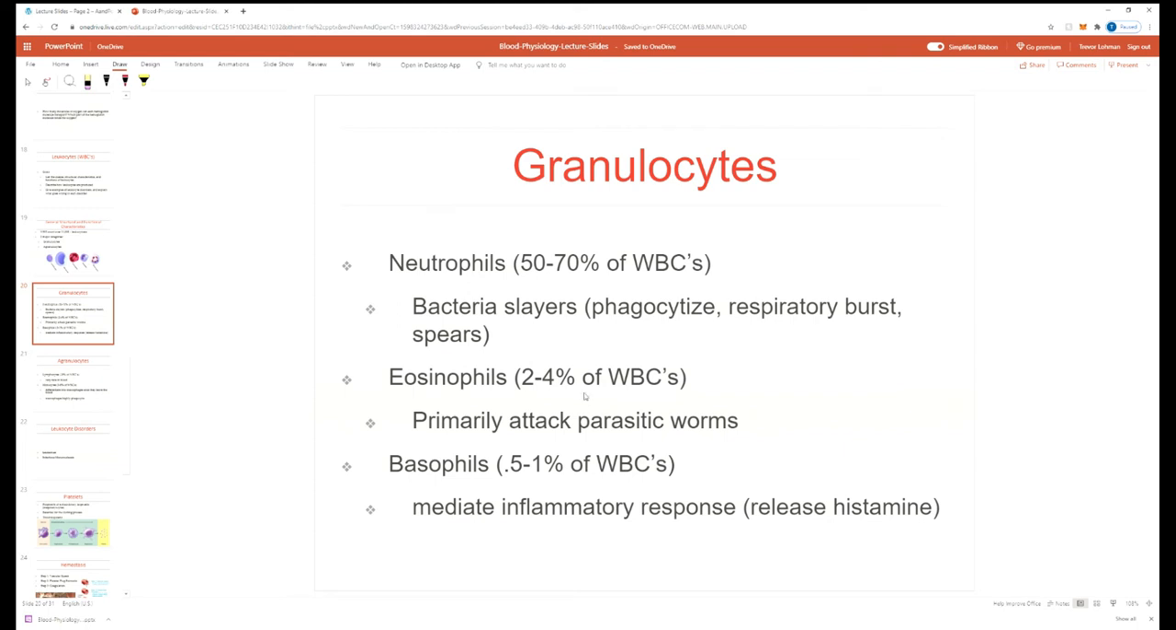Eosinophils are much rarer, 2 to 4%, unless you have some type of parasitic infection, in which case you'd have a whole bunch.